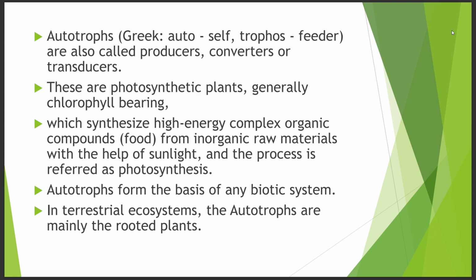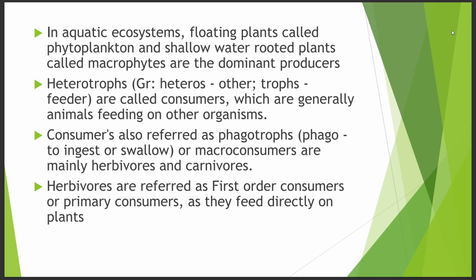Here autotrophs also have other terms: producers, converters, transducers. These are mainly photosynthetic plants, that is chlorophyll bearing. So they synthesize high energy complex organic compounds from inorganic raw materials with the help of sunlight, and the process is referred to as photosynthesis. Autotrophs form the basis of any biotic system. In terrestrial ecosystem, the autotrophs are mainly the rooted plants. In aquatic system, floating plants like phytoplankton, water rooted plants like macrophytes, everything.